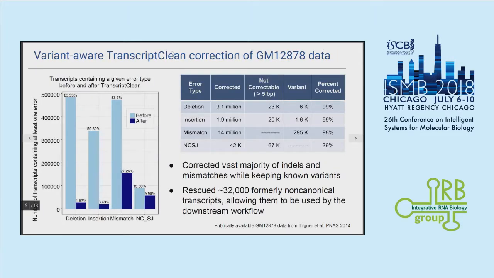In our recent paper, we ran TranscriptClean on publicly available GM12878 data from Tilgner et al. 2014. If you look at the table, you'll see that we corrected the vast majority of insertions, deletions, and mismatches. We did use a VCF file specific for NA12878, so that's why you have variants there that were not corrected. Finally, we corrected 39% of the non-canonical splice junctions, which, if you look at the bar plot, amounted to a pretty nice reduction in the number of transcripts that contained one or more non-canonical splice junctions. Specifically, we rescued about 32,000 formerly non-canonical transcripts, which meant that they could be used in the downstream workflow to call isoforms.